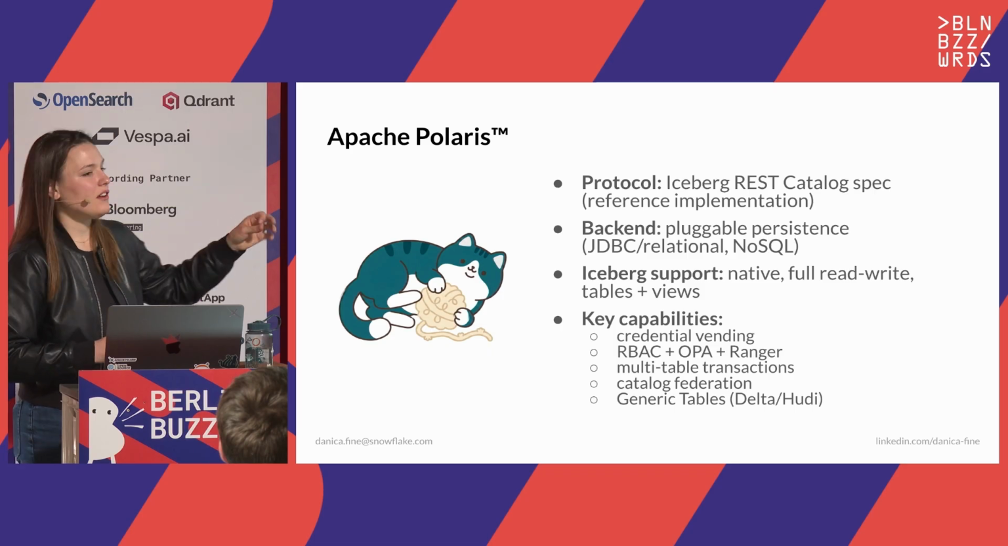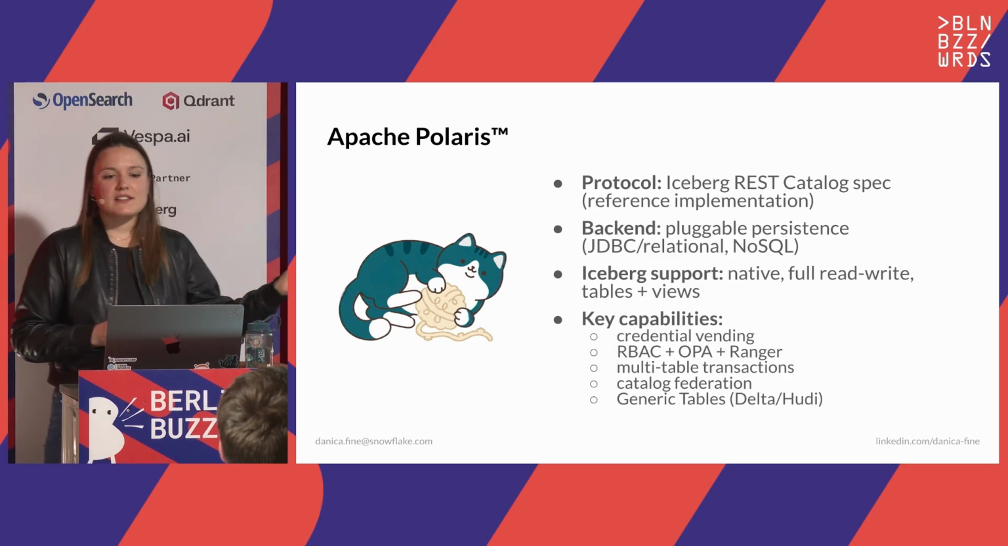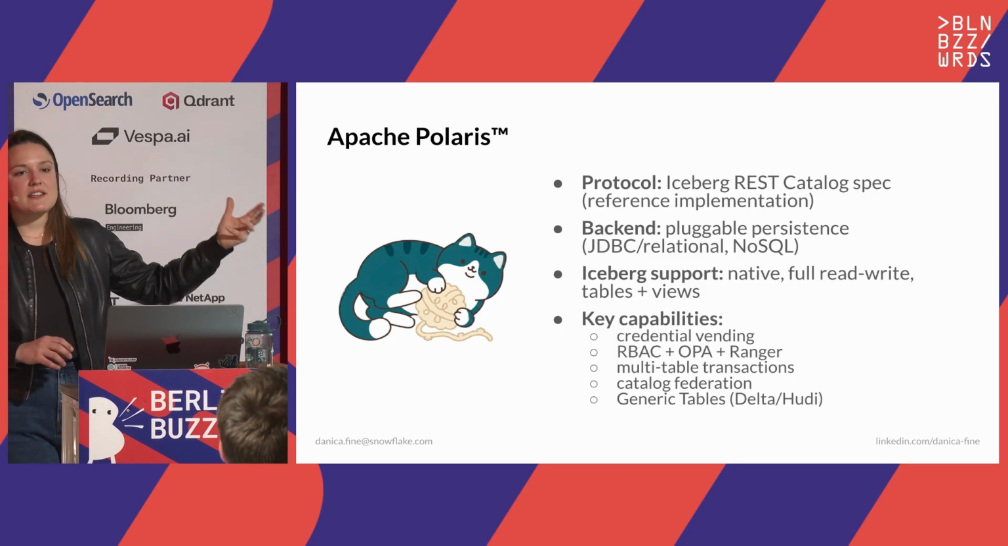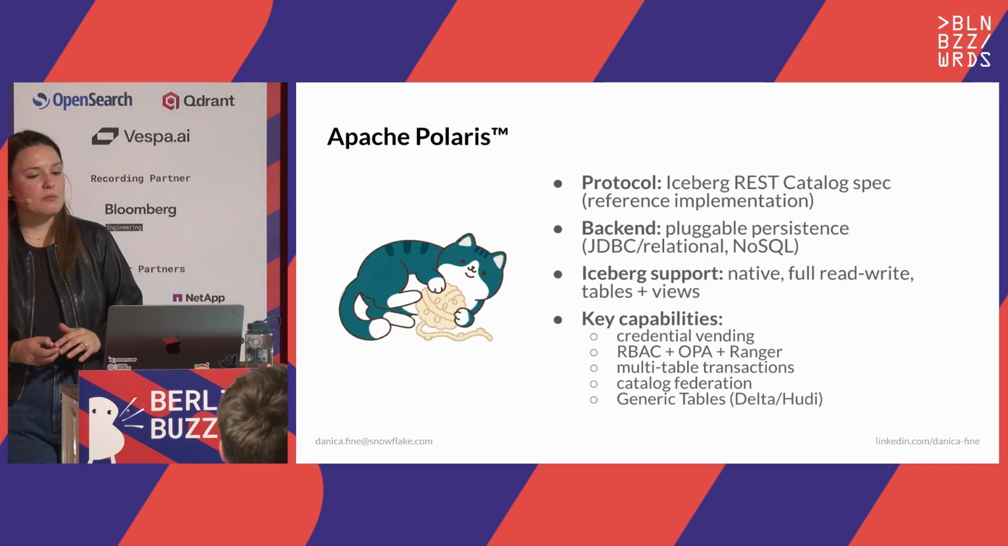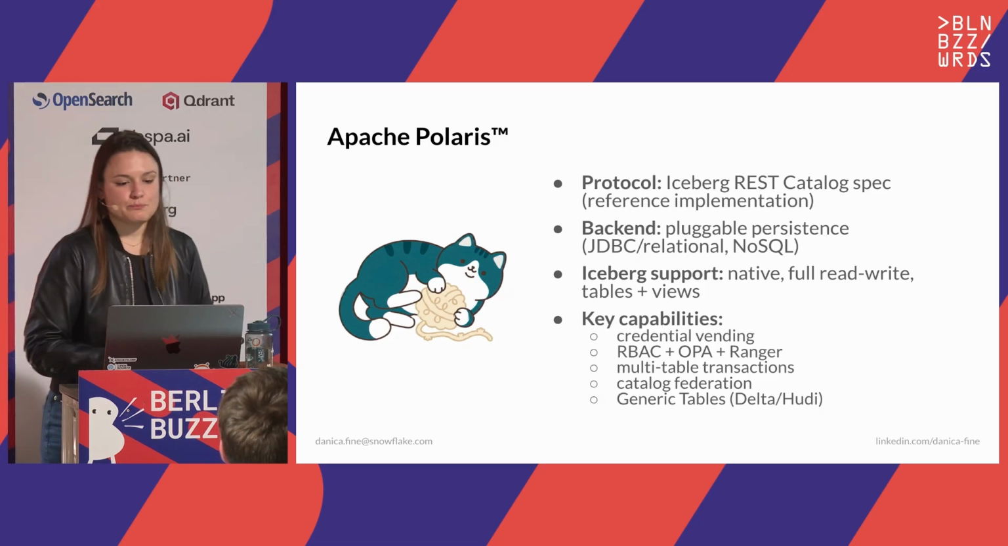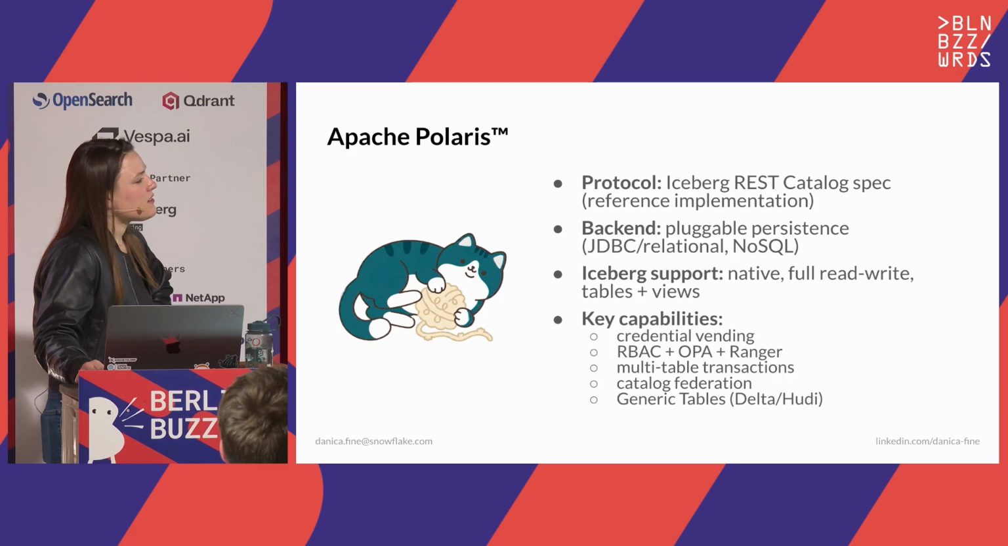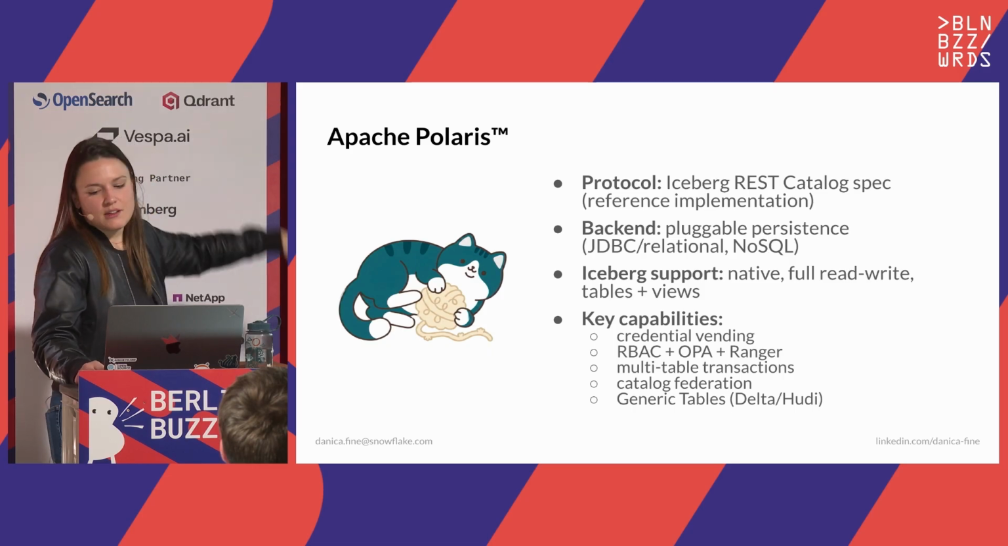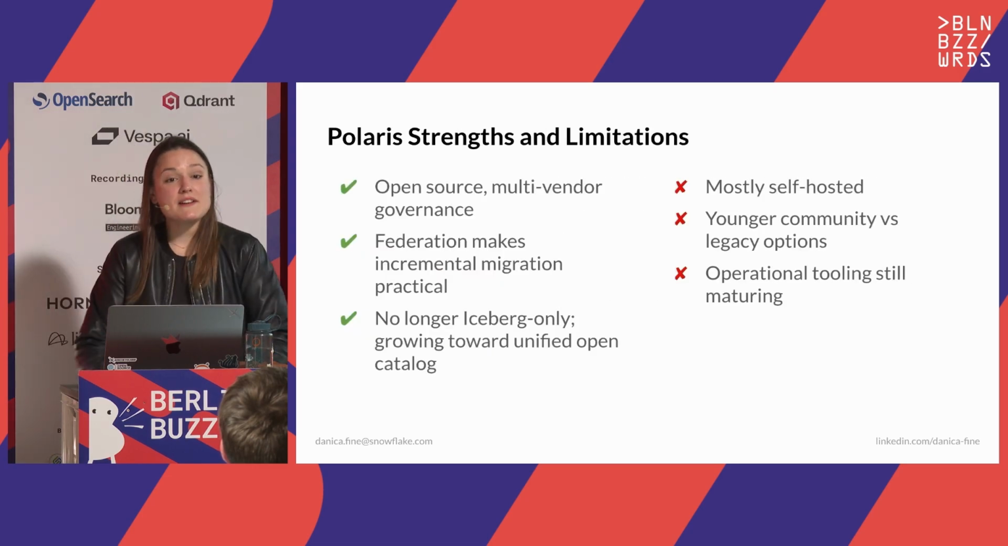So I know I've been marketing all of these as Iceberg catalogs. And Iceberg was sort of the impetus behind the creation of Polaris. But now we have generic tables, which means that you can interact with Hudi tables and also Delta tables as well. All right, engine support is broad. I'll stop waxing poetic. I really like Polaris, obviously. So how does it stack up?